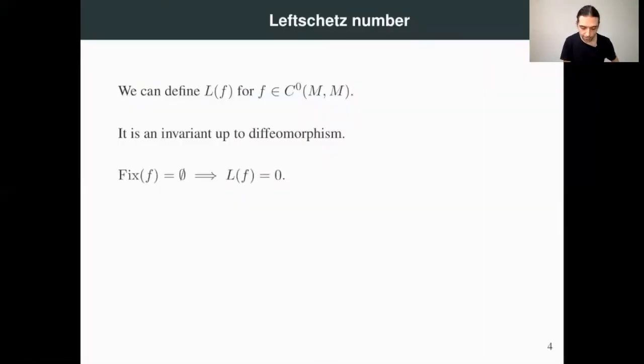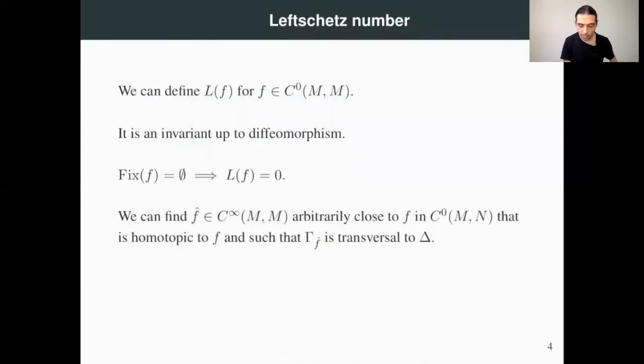Of course, if the fixed point set of F is the empty set, then the Lefschetz number is equal to 0. In order to define the Lefschetz number for continuous maps, what we can do is find a C-infinity map F hat that is as close as we need to F in the C0 topology, that is homotopic to F, and such that the graph of F hat is transversal to the diagonal Delta. This is possible, and the way to do this is very similar to the case of vector fields.